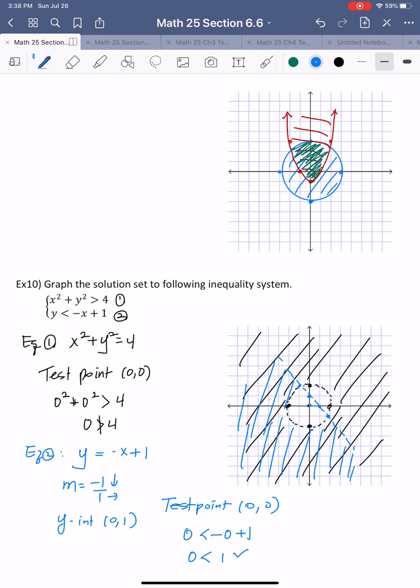Even though we could shade here, this is not a solution for the first inequality, so I don't want to shade it. Which means the solution set for this one will be the place that is here, the outside of the half of the circle.